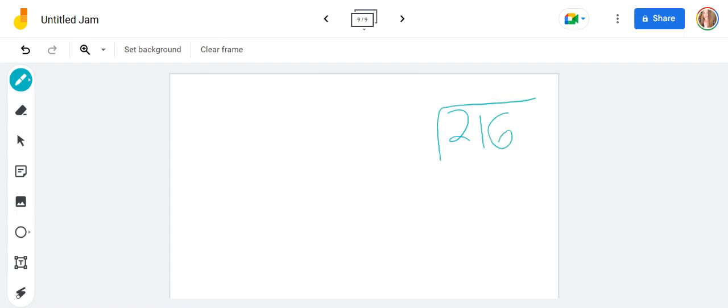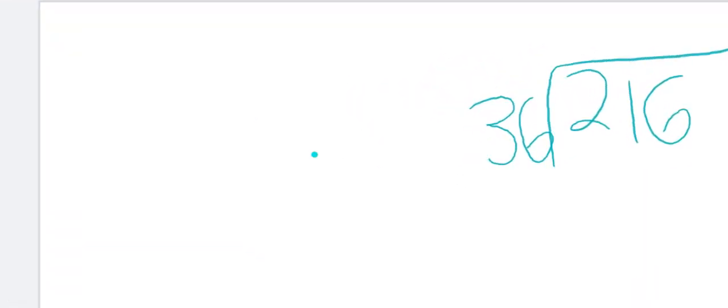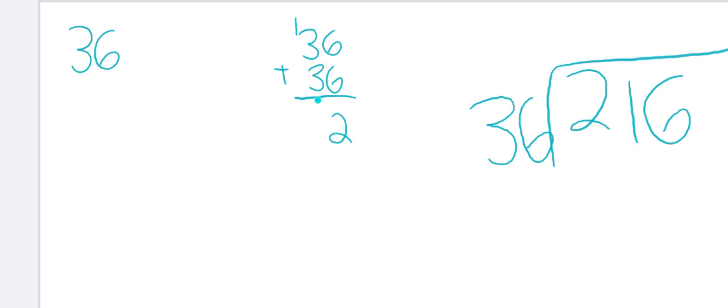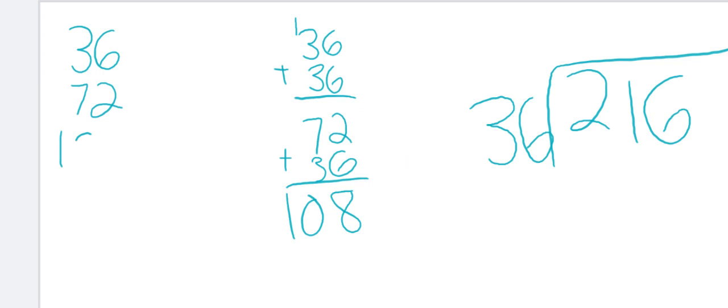So I now have to do 216 divided by 36. There's a few different ways that I could do this. Let's try adding 36. So I know 36. Let's do 36 plus 36. 6 plus 6 is 12. 3 plus 3 is 6 plus 1 more is 7. Now I'm at 72. I'm not at 216 yet, so I have to keep going. I'm going to keep adding 36. 6 plus 2 is 8. 7 plus 3 is 10. Now I'm at 108. I'm still not at 216.